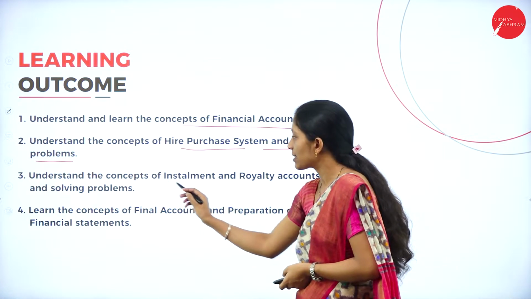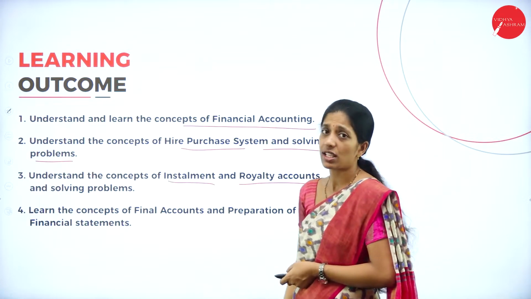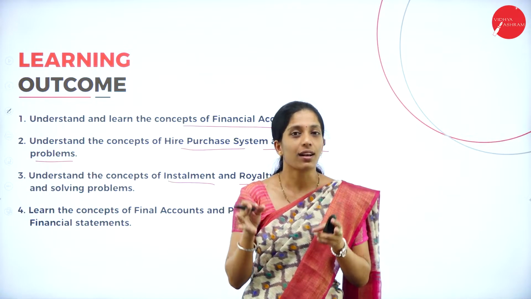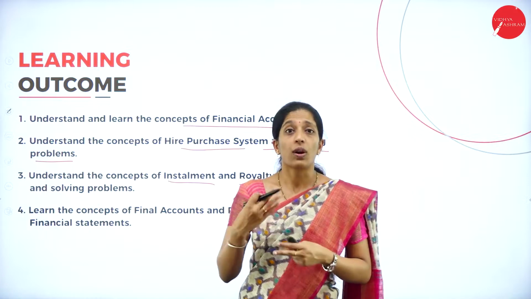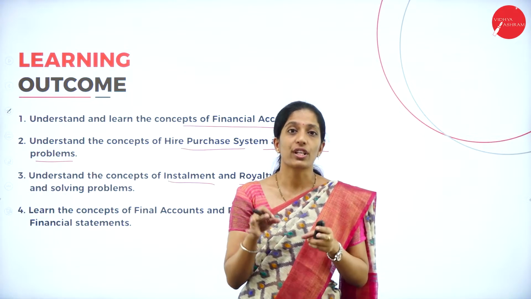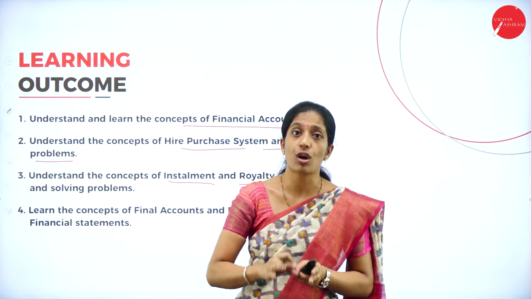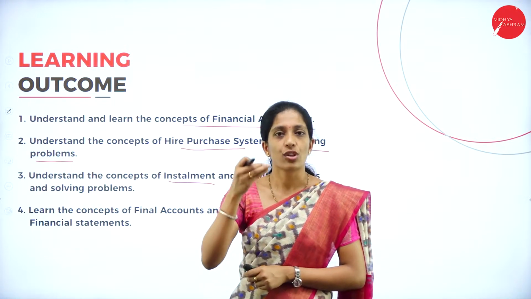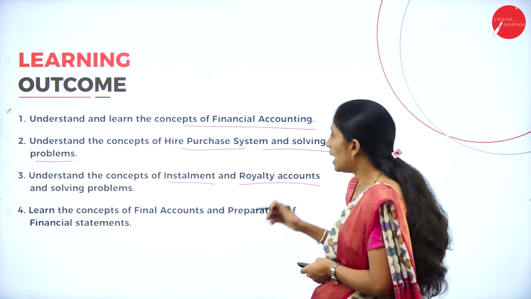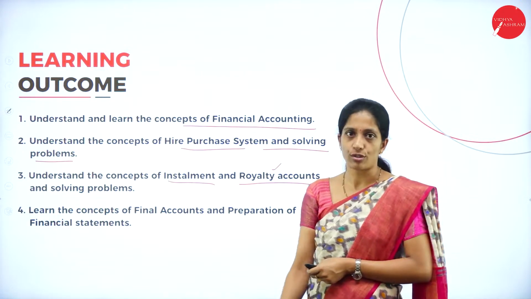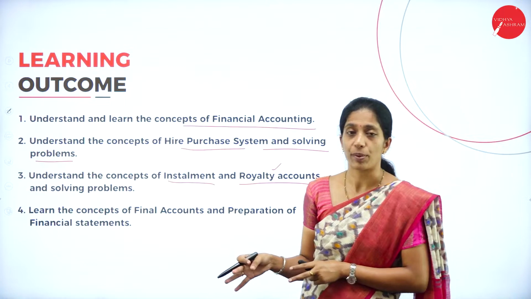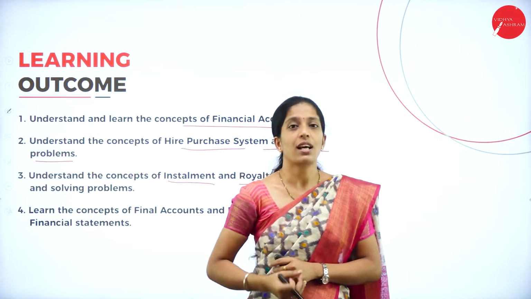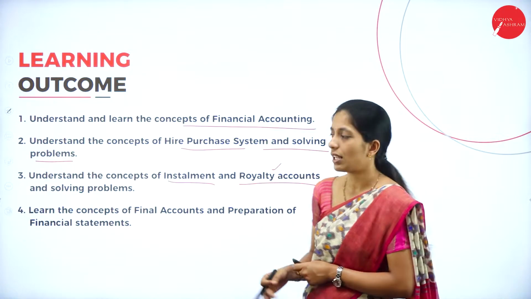Next, you will learn about installment system and the royalty accounts. That is your third as well as fourth unit, where you are going to learn what is this installment system, what are its features. How a problem can be solved under installment system, what is the journal entry for that. Everything you are going to learn here. And about royalty accounts also. What are the ledger accounts you have to prepare under royalty accounts, and what are the new terms that are used in royalty. That you will learn here.